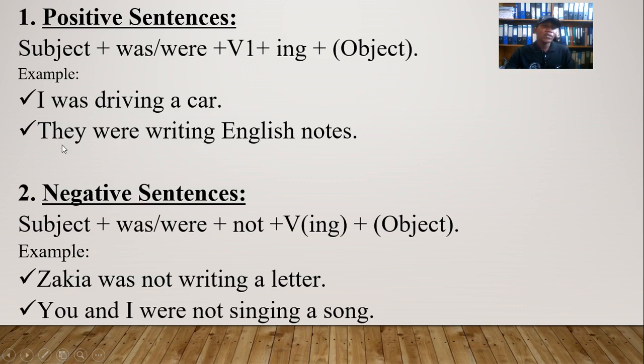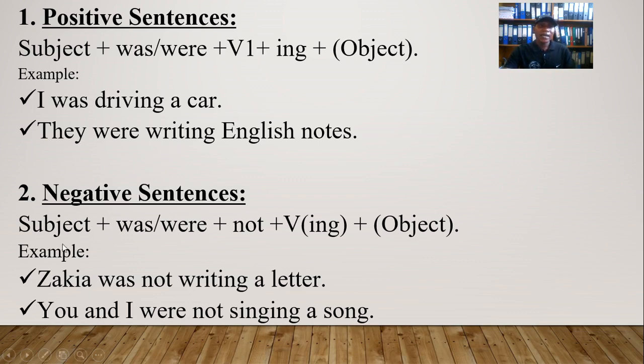Remember, were is used with they, you, and we. So if we replace they with we, we can say we were writing English notes. If we put you, we can say you were writing English notes. It's really okay. Now, that is a positive sentence.